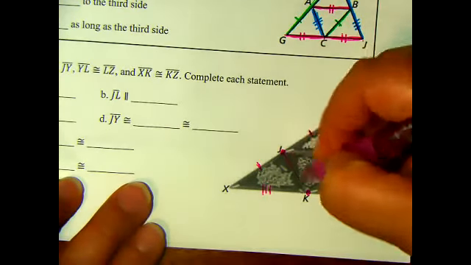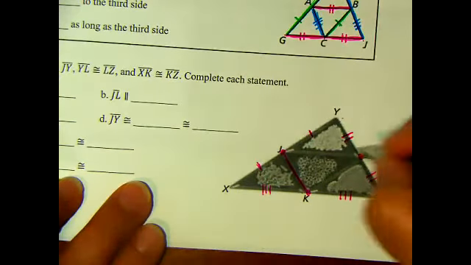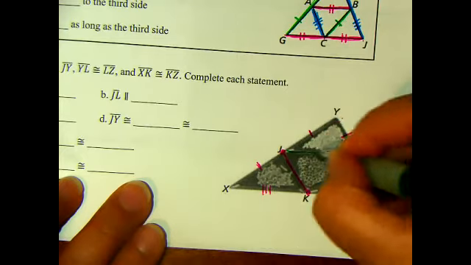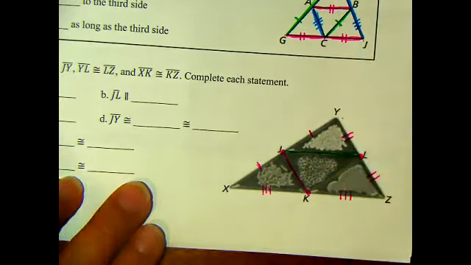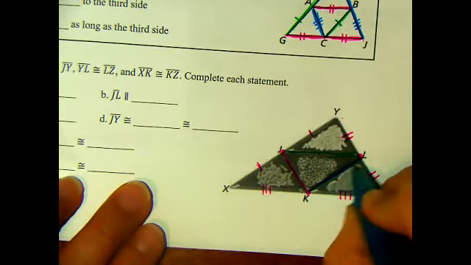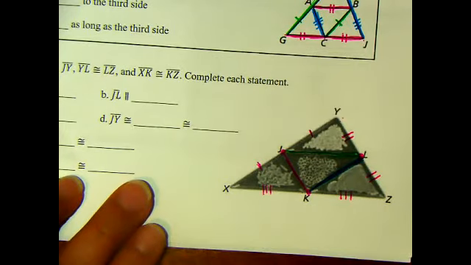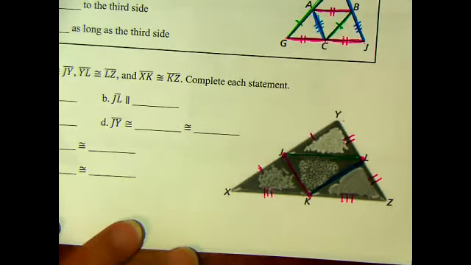We have mid-segment JK. We have mid-segment JL. And we have mid-segment KL. So we have a bunch of mid-segments there, which means we have stuff that is parallel and stuff that is congruent and all that wonderful jazz.